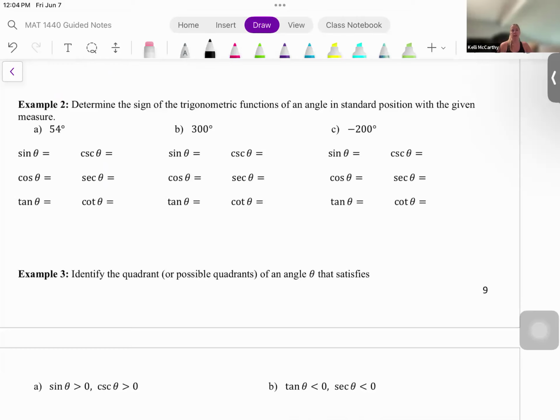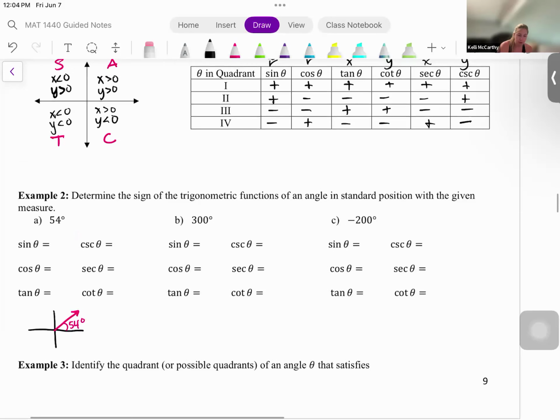Determine the sign of the trig function of the angle given. An angle of measure 54 degrees. We are indicating that these are measured in standard position. So starting at our positive x-axis, a positive angle would move counterclockwise, a negative angle would go clockwise. So 54 degrees, I'm going to sketch this. 54 is less than 90, so it's going to be somewhere here in that first quadrant. Since it's in our first quadrant, we know that all of our trig functions are going to be positive.